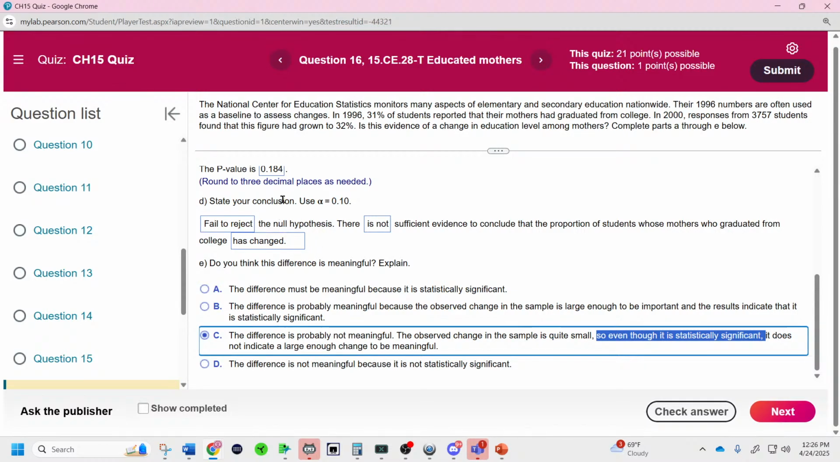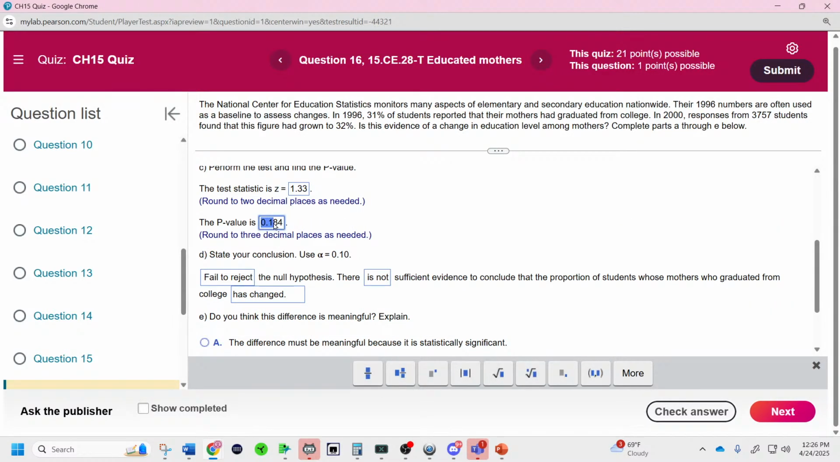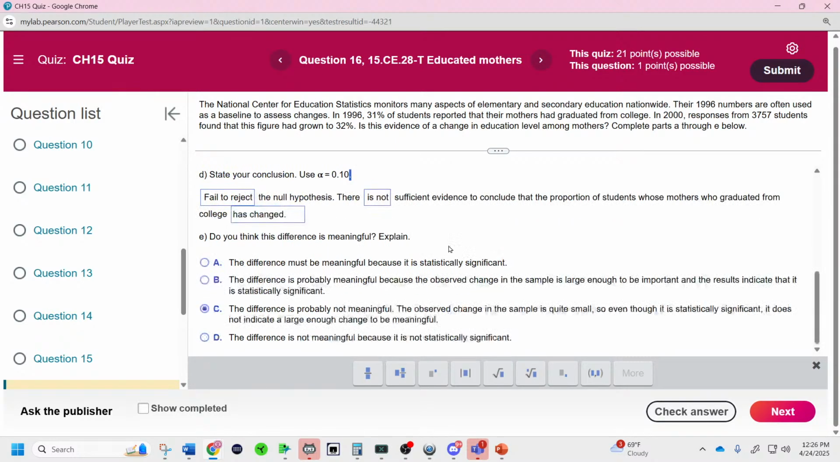Is our difference statistically significant, yes or no? Someone explain this to me. Yes or no, is our difference statistically significant? Yes or no? No. The p-value is not statistically significant.